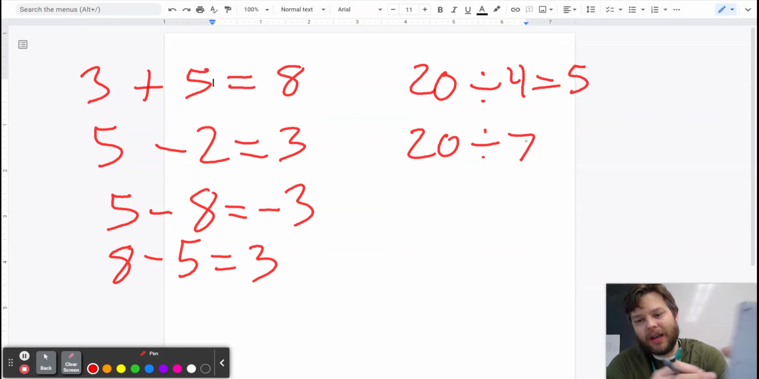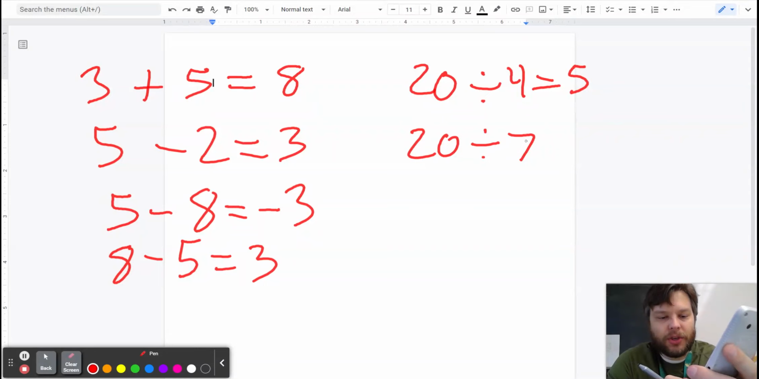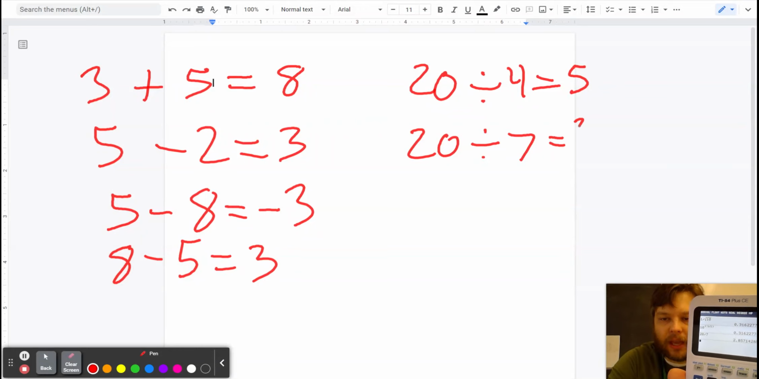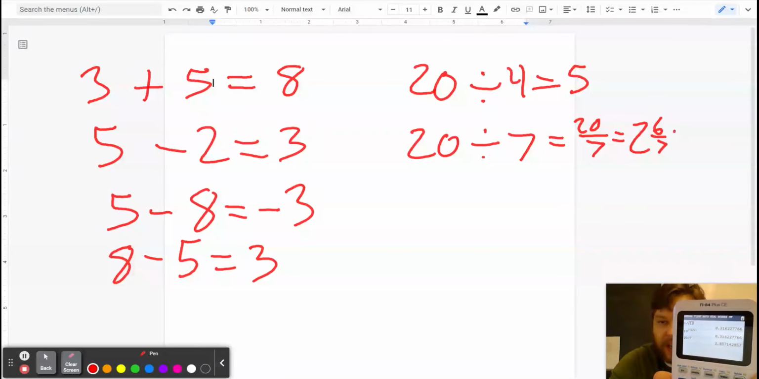But after a little while, we just sort of get used to doing 20 divided by 7 and just getting a nasty looking decimal, or leaving your answer as a fraction like this. Or you could say it's 2 and 6 sevenths, or you could say it's about 2.86.